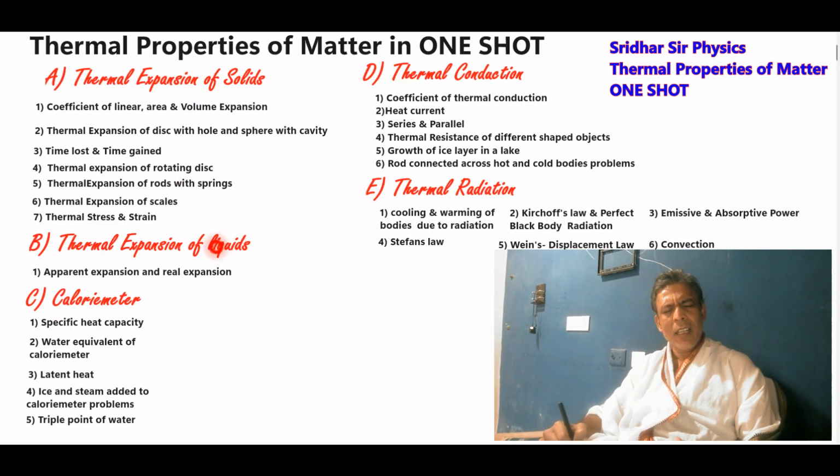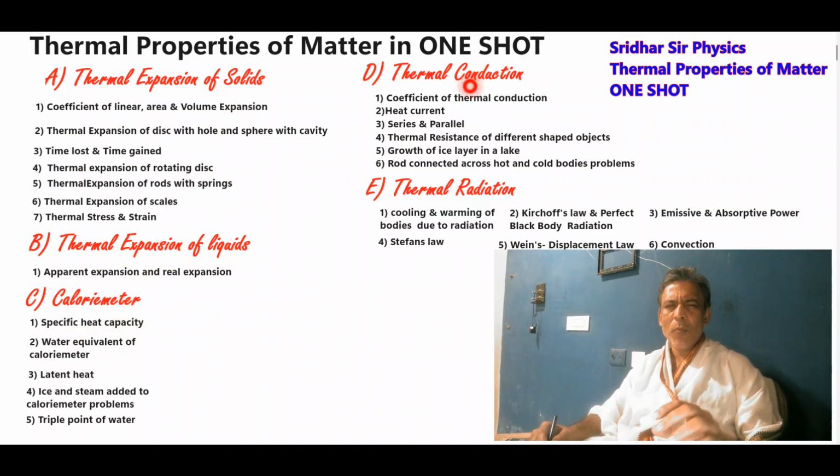Very small concept: apparent expansion of liquid with respect to solid equals expansion of liquid minus expansion of solid. This is one formula. Then apparent expansion equals mass expelled by mass remaining into change in temperature. Two formulas are there. Specific heat, Q equals m s delta T, and heat capacity equals m s, water equivalent of calorimeter equals mass into specific heat of calorimeter. Then latent heat of fusion we define, and some problems like ice added to water, ice added to steam. You have to go through it. Very simple and very important. Among thermal expansion of liquids and solids, calorimetry is very important, for example.